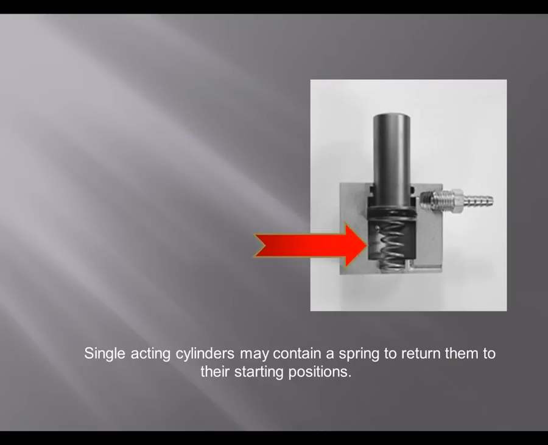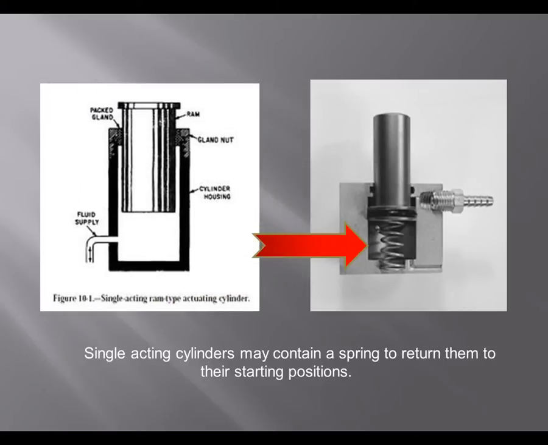their starting position. They may contain as little as 3 components: a ram or piston, a cylinder, and some sort of seal, known as a gland. They also require a port to allow the fluid to enter. However, because they require less components, they are easier to build and are therefore less expensive than double-acting cylinders.